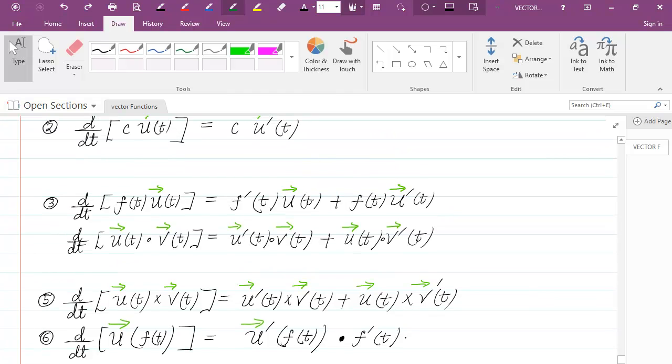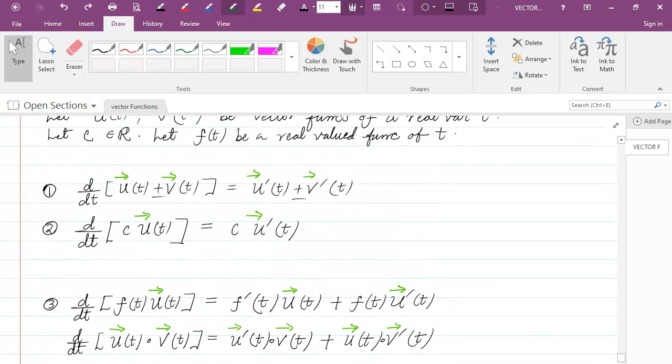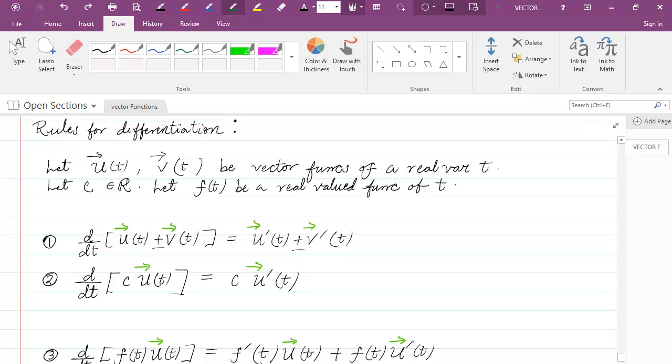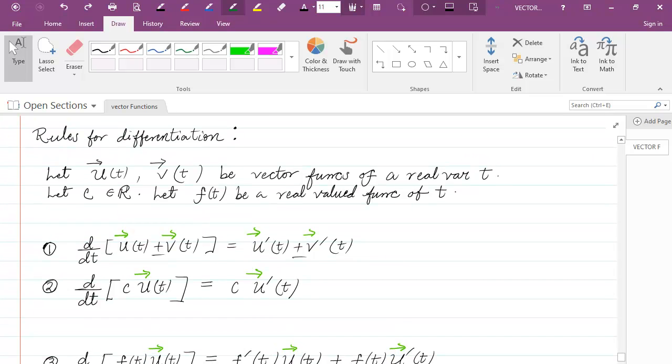Okay, so these are all the properties of differentiation of vector functions.